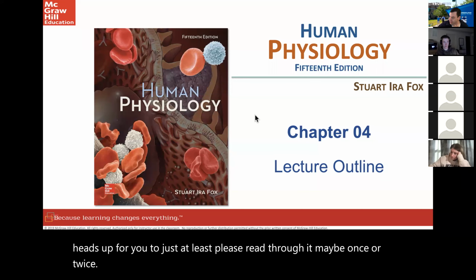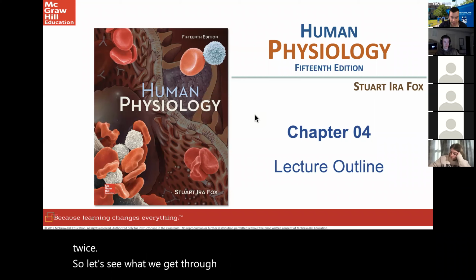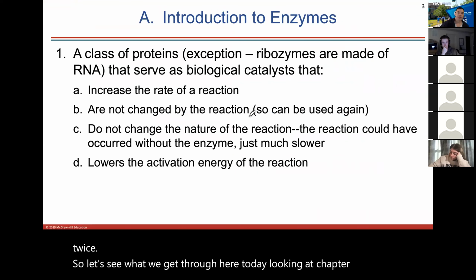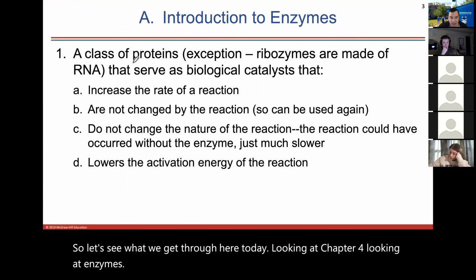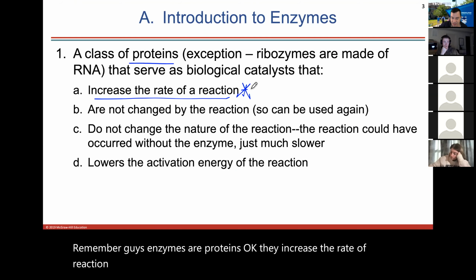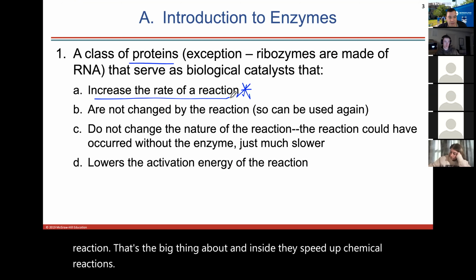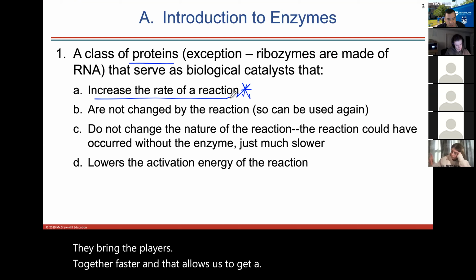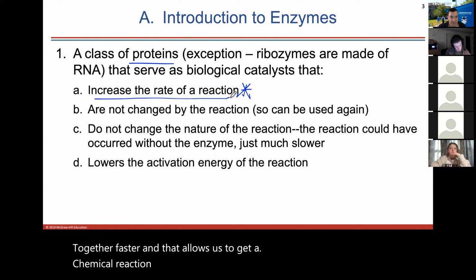So let's see what we get through here today, looking at chapter 4, looking at enzymes. Remember, guys, enzymes are proteins, okay? They increase the rate of reaction. That's the big thing about an enzyme. They speed up chemical reactions. They bring the players together faster, and that allows us to get a chemical reaction to occur a lot faster than if an enzyme wasn't present.